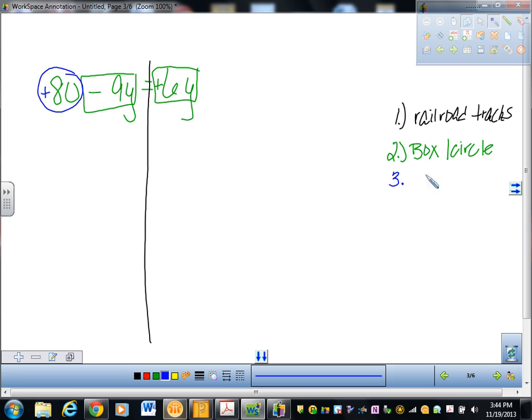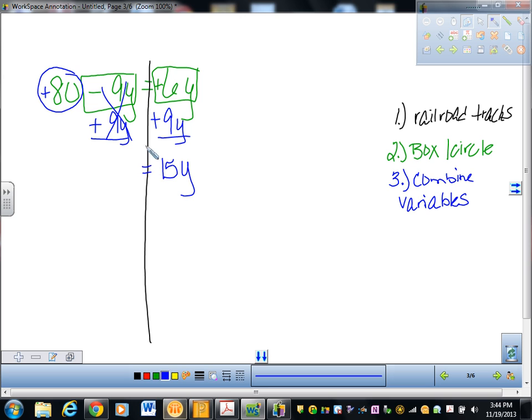Next, we're going to combine variables. And we're going to do that by the opposite of right here. So I've got this and this. So what I need to do is do the opposite of right here. So the opposite of subtraction is addition. So I'm going to add 9y to both sides. Add 9y, because what we do to one side, we do to the other side. And 6 plus 9 is 15y. And I still have that 80 left, so we'll bring him down.